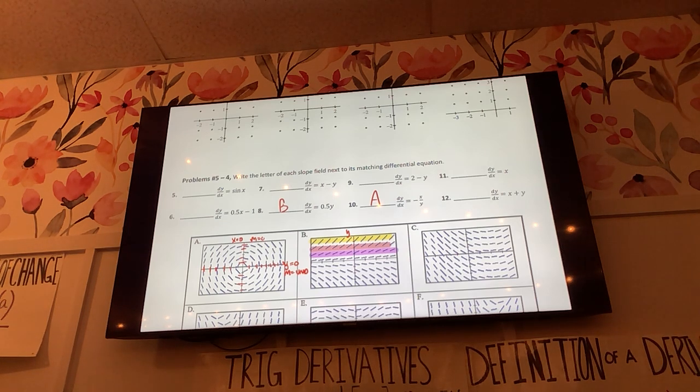But we are going to be working with slope fields a little bit more for the rest of the week. And like I said, on the free response, it's either sketching a slope field, or you'll have to draw the solution, or it's a multiple choice question and you're just matching.